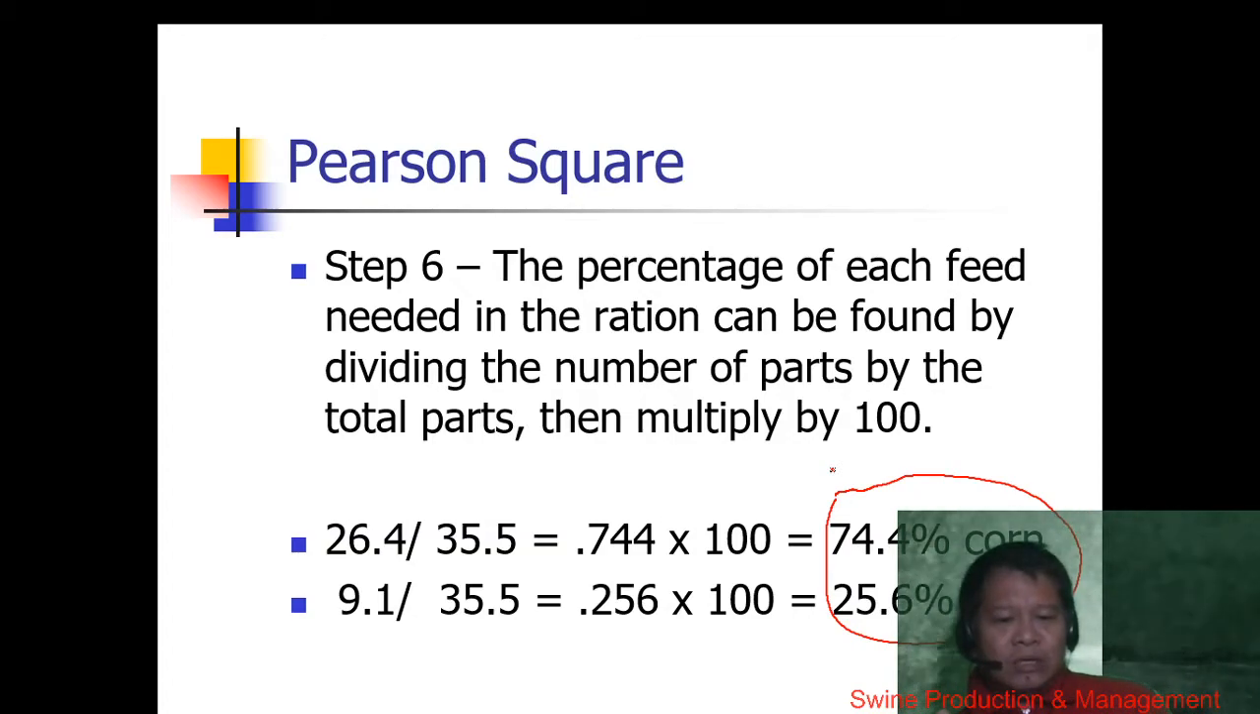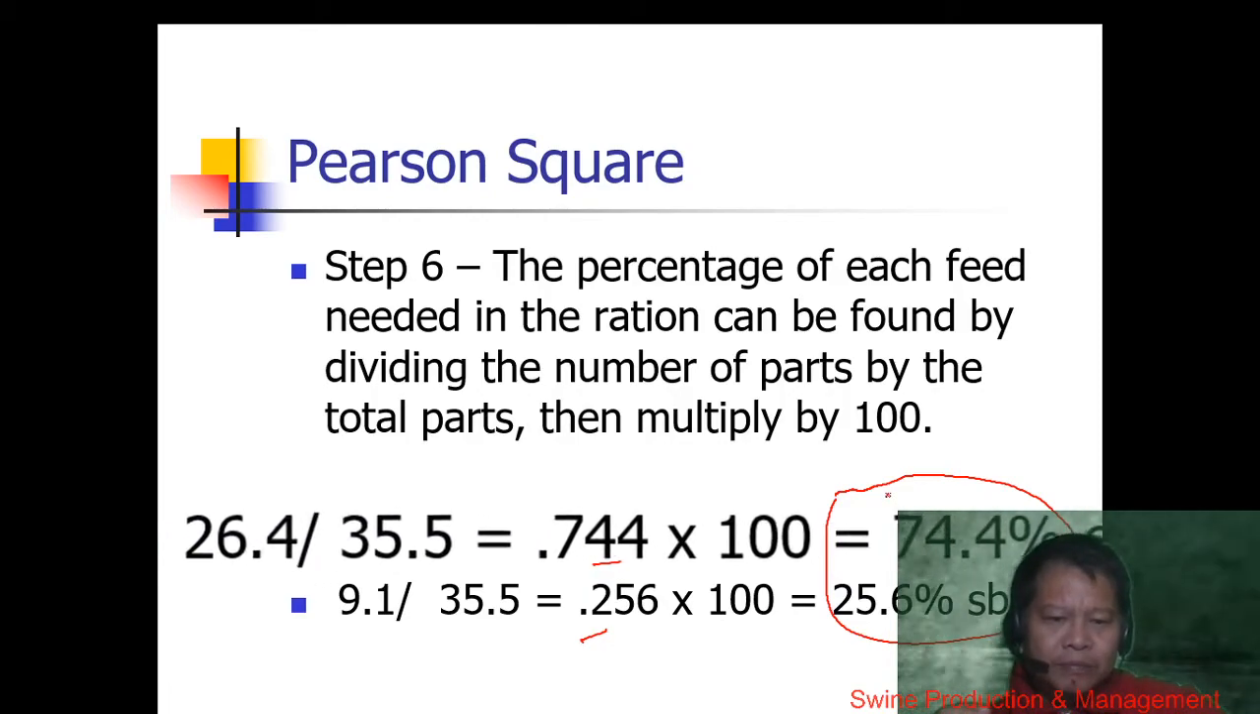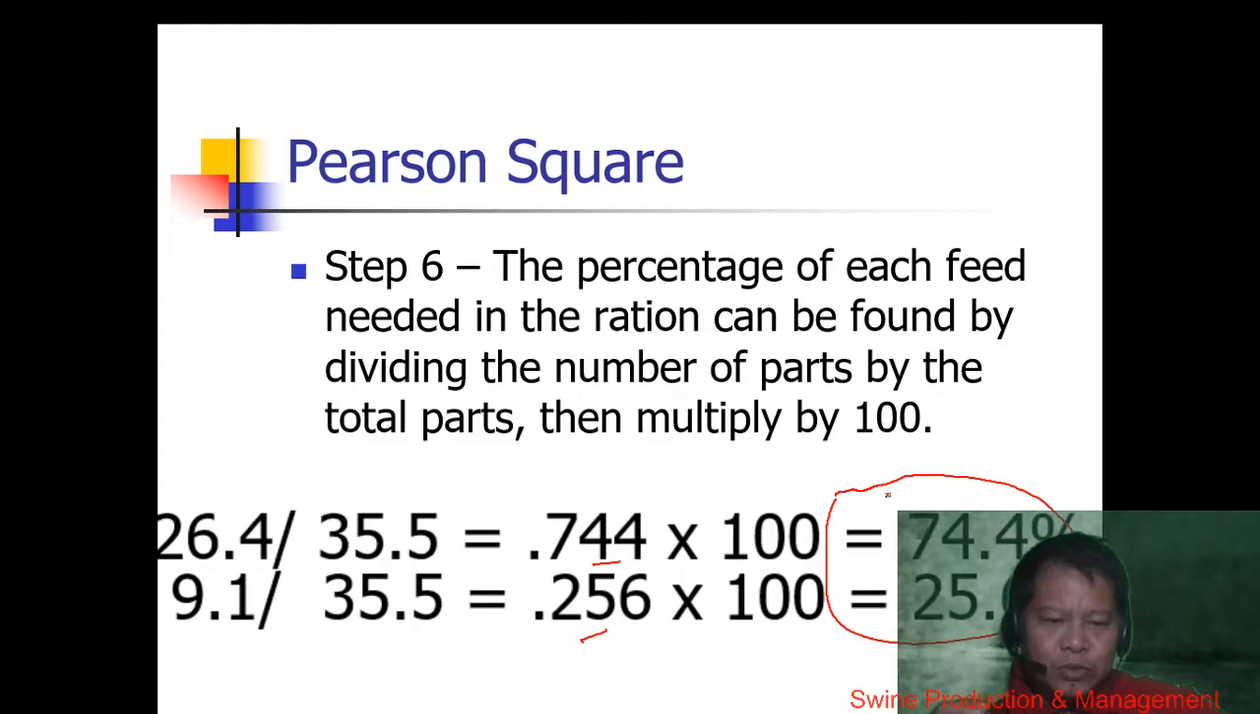Kay 0.74, kay 74% naman ang corn ana. Nya, pila ato ang soybean meal is, katong 2,000, i-times na po nato sa 0.25, kay 25% naman ang soybean meal. Ato, no? Sa iyahang, I don't know kung nakuha ninyo. So, I hope nga inyong nasabta, no? Okay. This for corn, and this is for soybean.